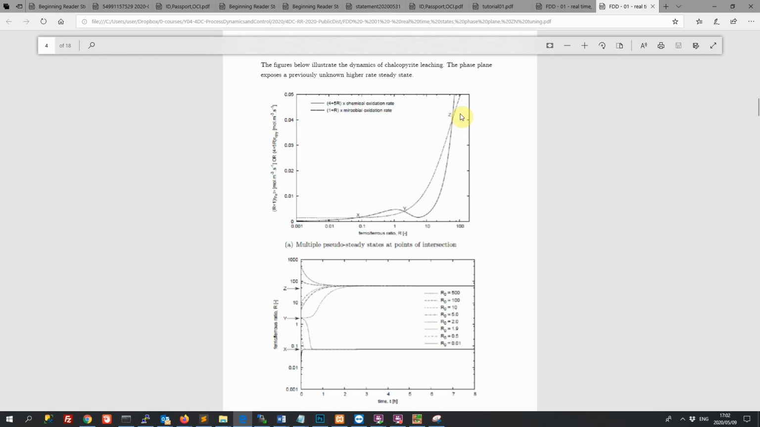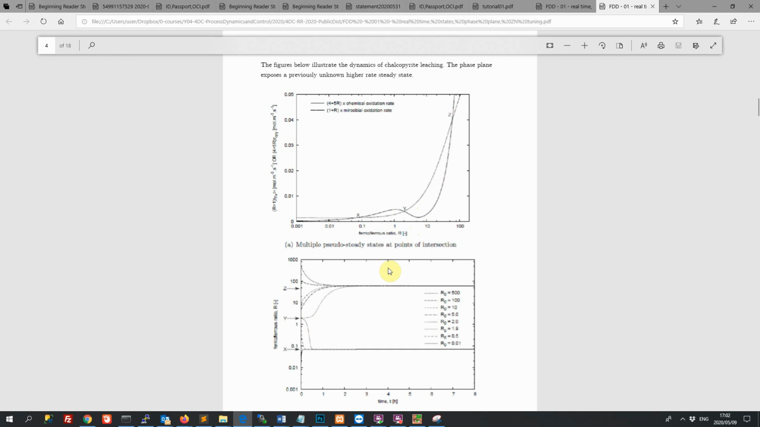And in fact, this steady state, which most people don't know about, you can accomplish if you can just break through this unstable steady state here. If you can force your ferric to ferrous ratio just high enough, then your system will run away and sit on this nice operating region, which is much better than the industry standard. So that's the kind of thing you can realize if you know about the dynamics.